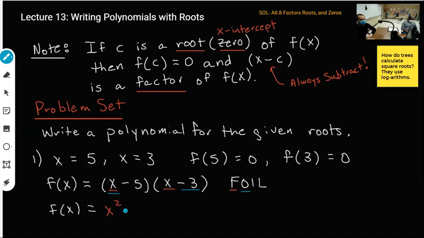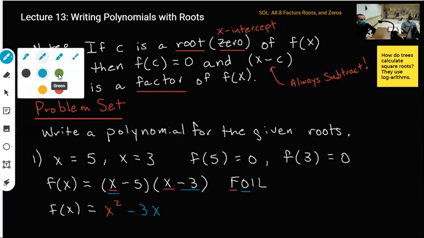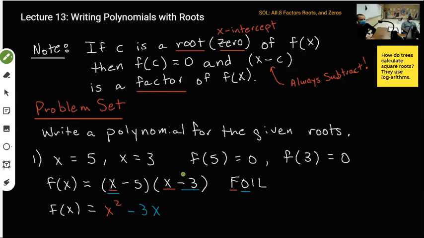What's -3 times x? That would be -3x, right? Okay. Change to green. Now I'm going to underline the I. The I stands for inner or inside. So I need to choose the two terms that are on the inside edge of the parentheses. And the inner two terms are going to be -5 and x. Those terms we multiply together.